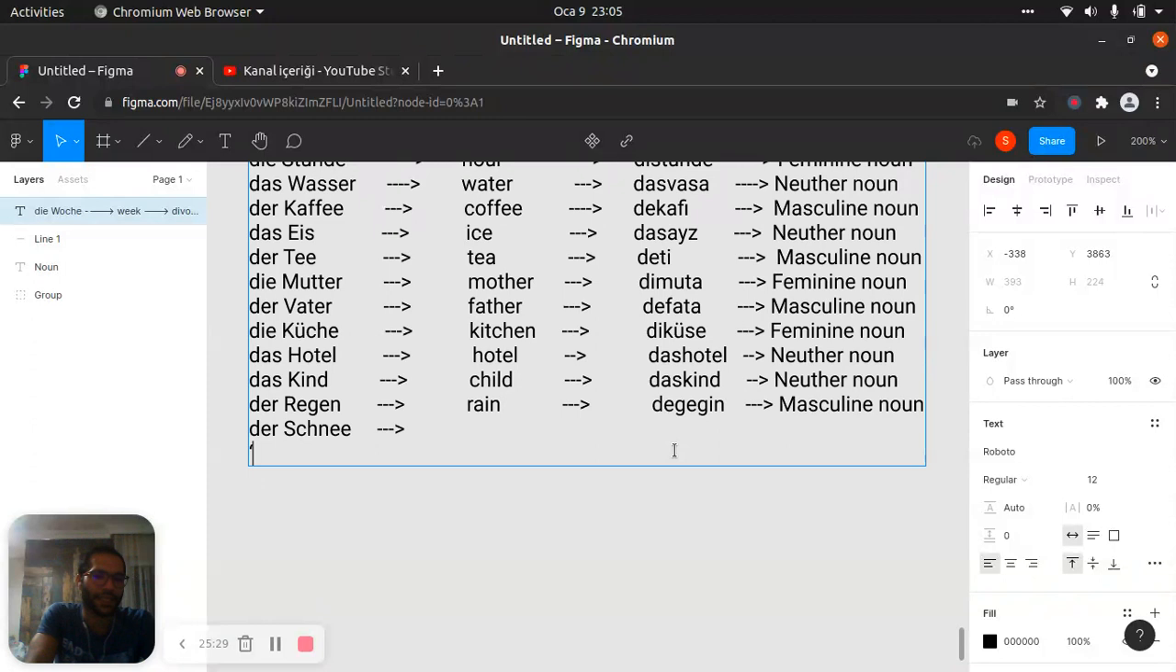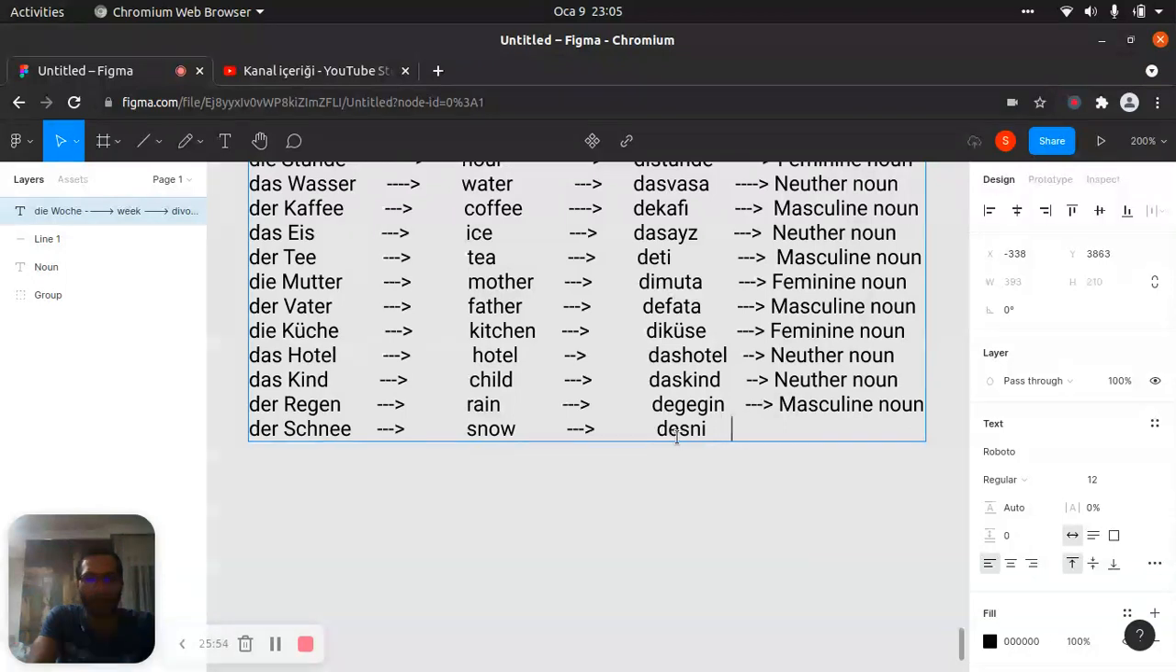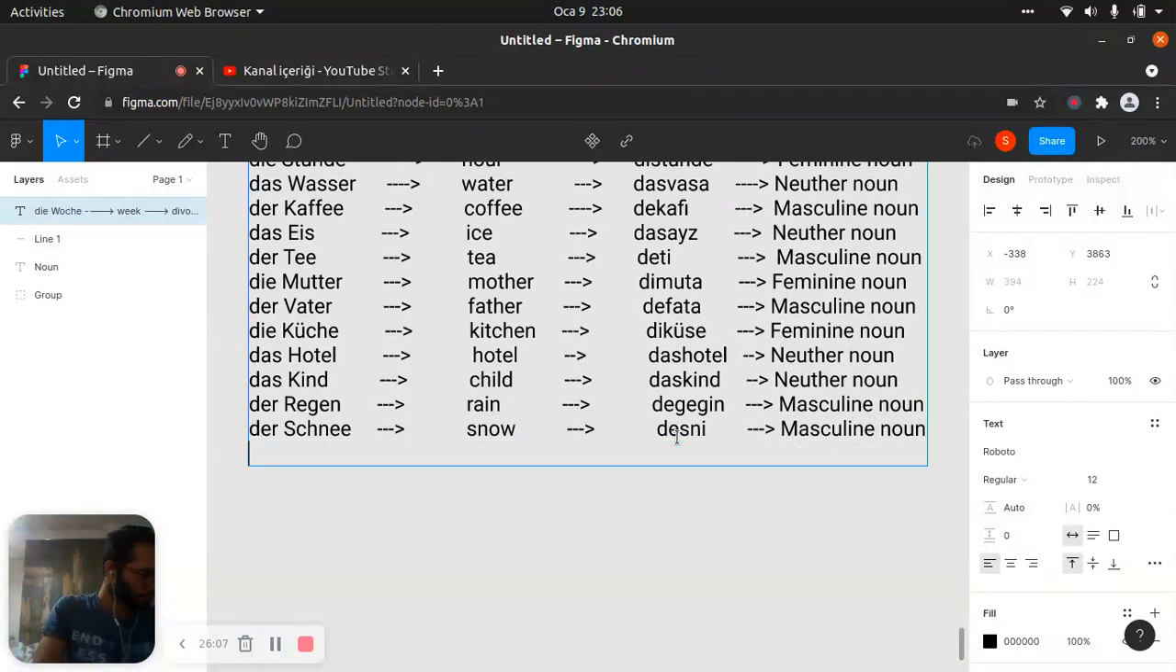Let's say this one is snow. And let's say for it, Schnee. It's not the S sound, it's the sh sound. Der Schnee. This one is again a masculine noun.